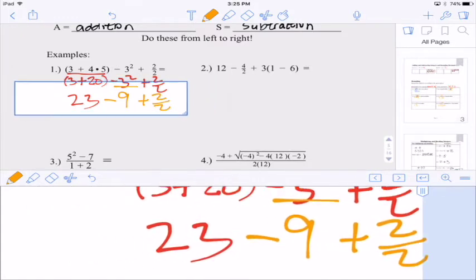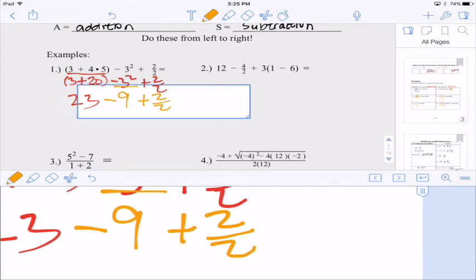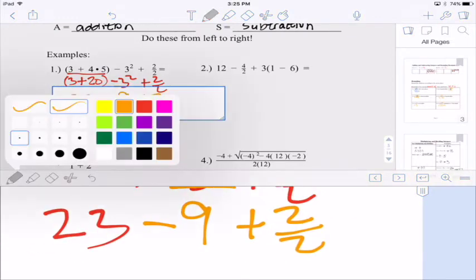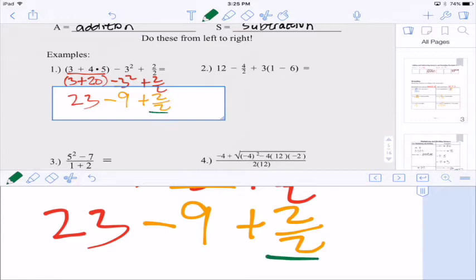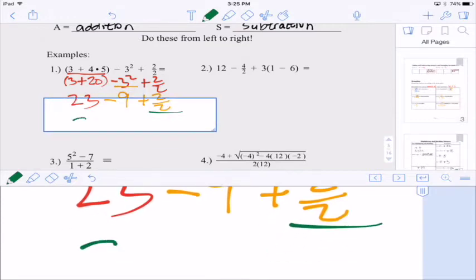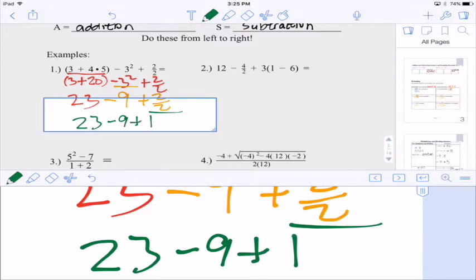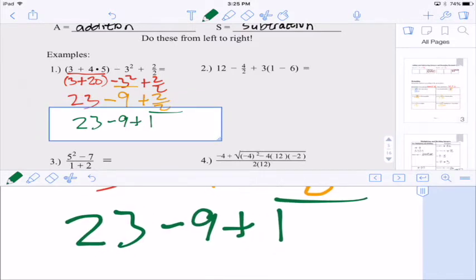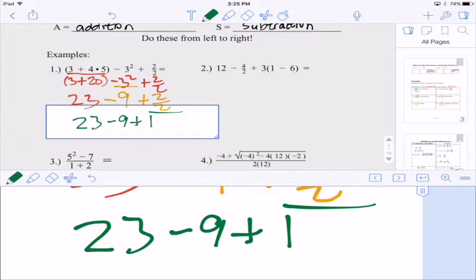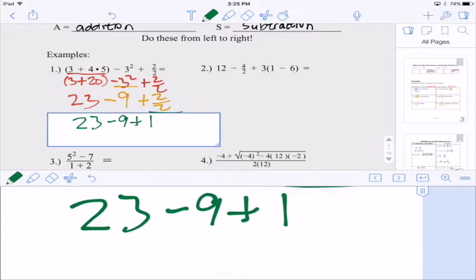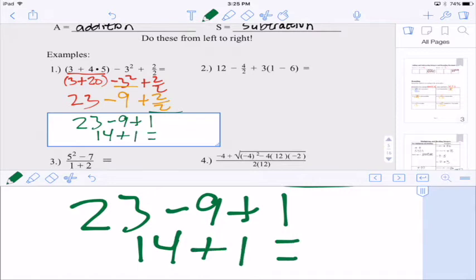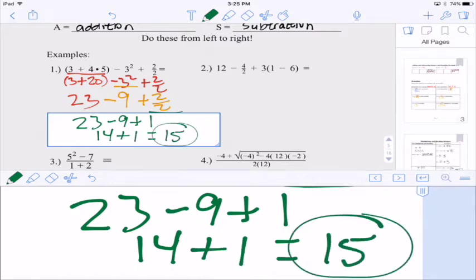Multiplication and division, well, we have division, so 2 divided by 2 is 1. So 23 minus 9 plus 1. And now we do our addition and subtraction from left to right. So we do 23 minus 9. 23 minus 9 is 14. 14 plus 1 is 15. That's our final answer. So you see how we followed it in order?